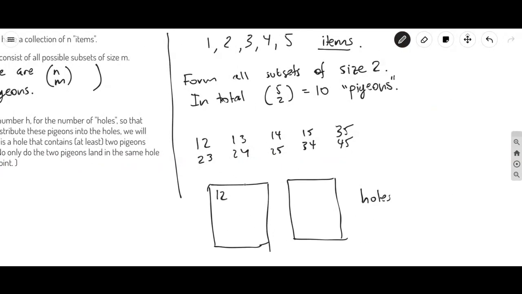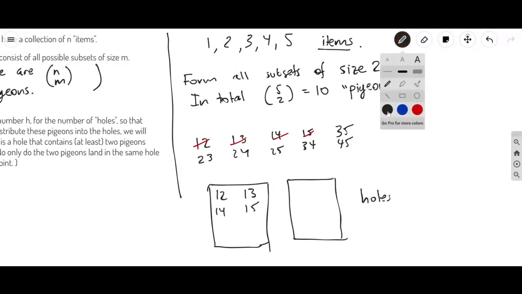So in this one, let's put 1, 2. Then we can put 1, 3. Notice that 1, 2 and 1, 3 overlap. They have the number 1 in common. Then you have 1, 4 and 1, 5. As you can see, all of these overlap. We're trying to find 2 pigeons that do not overlap. So let's cross out the ones that we already used: 1, 2, 1, 3, 1, 4, 1, 5.